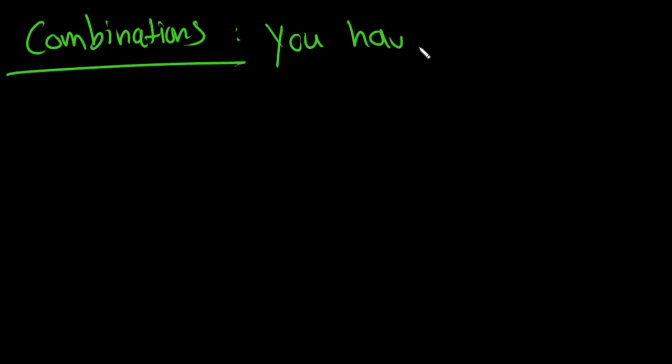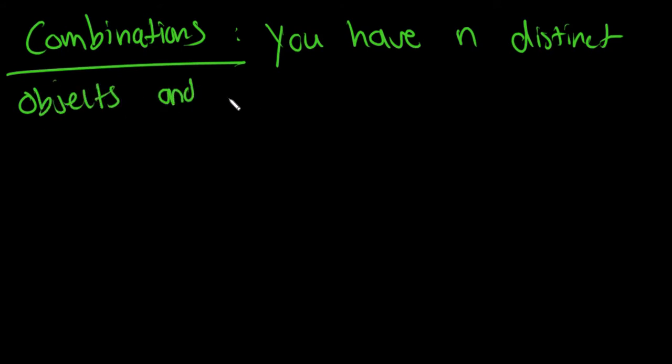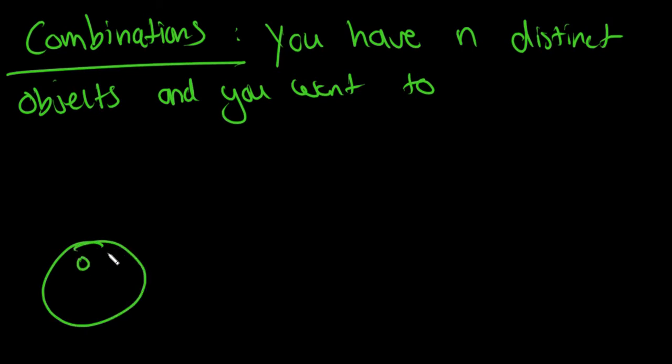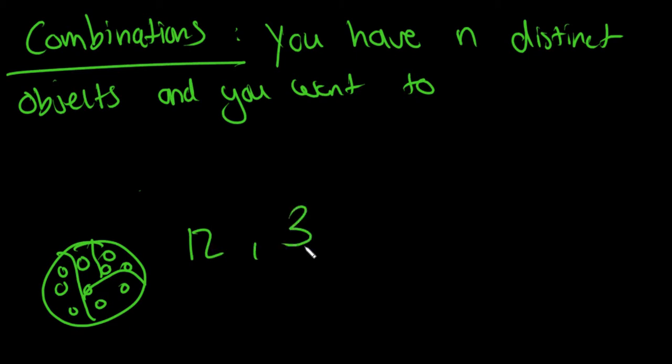You have n distinct objects. A classic way of thinking about combinations is you have a classroom full of people, and the teacher just puts you all into groups. He puts them into groups, that into a group, that into a group. Say there are 12 students, and he puts you into groups of 3.